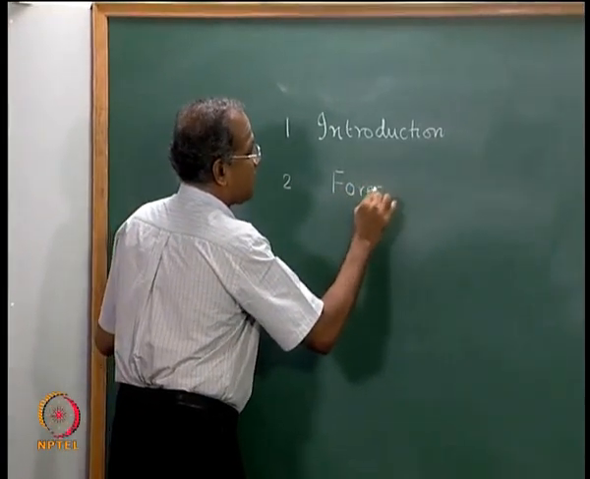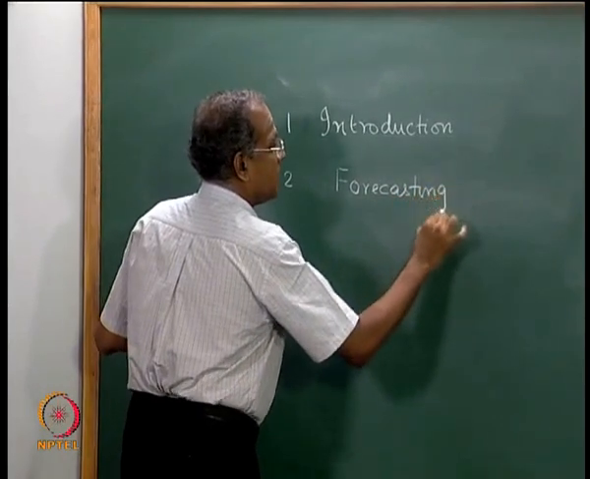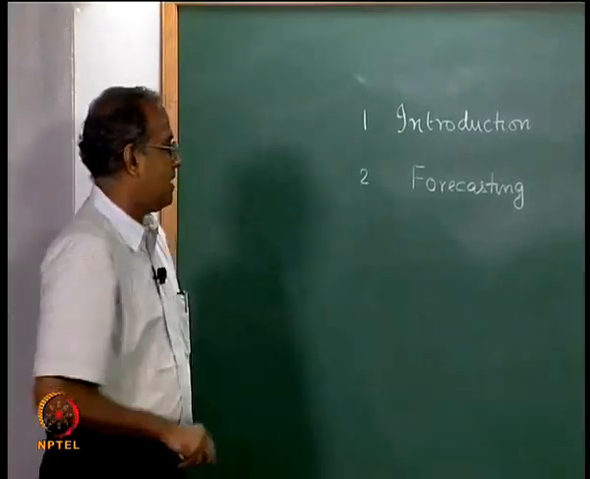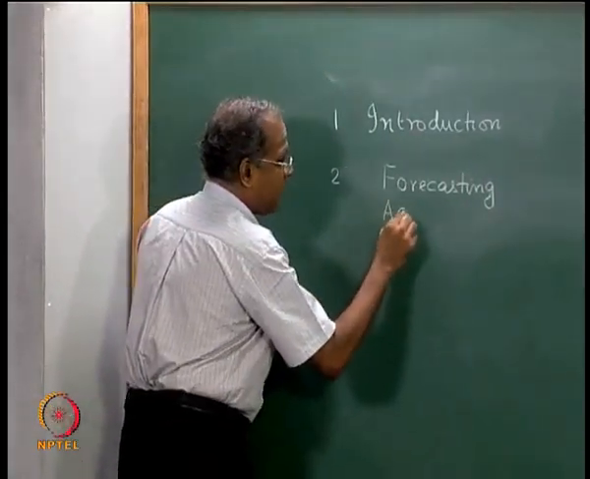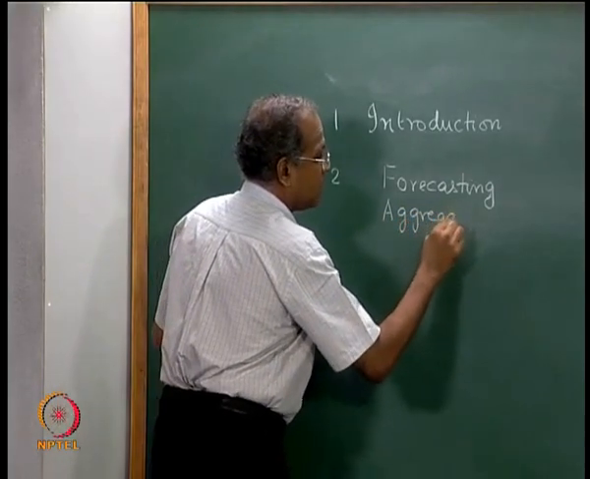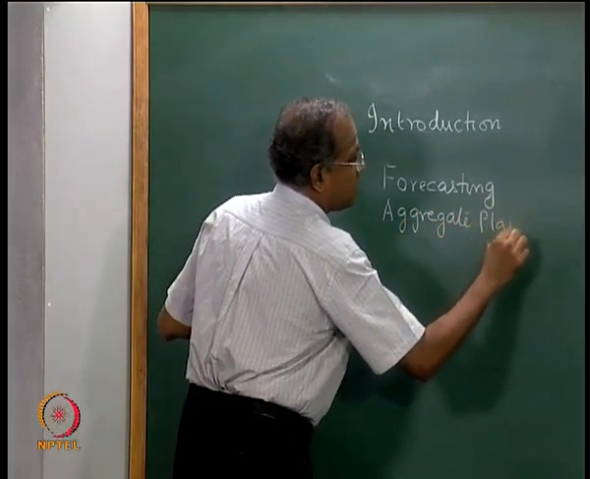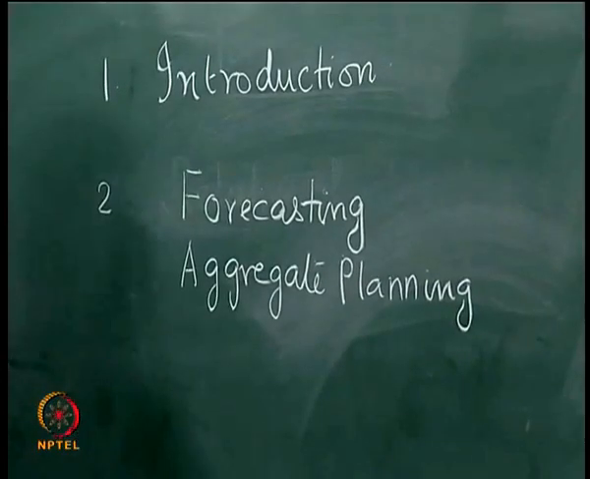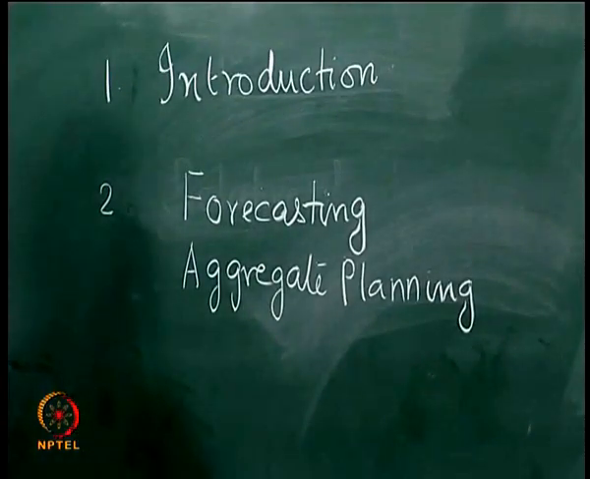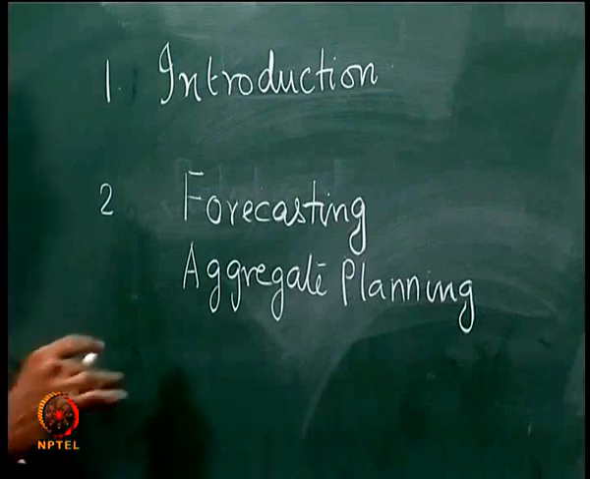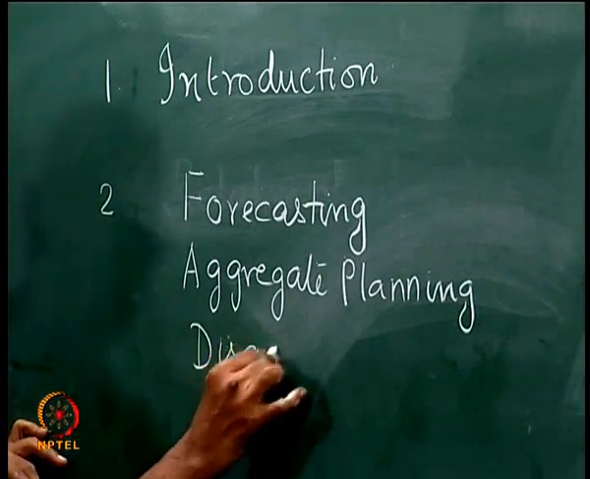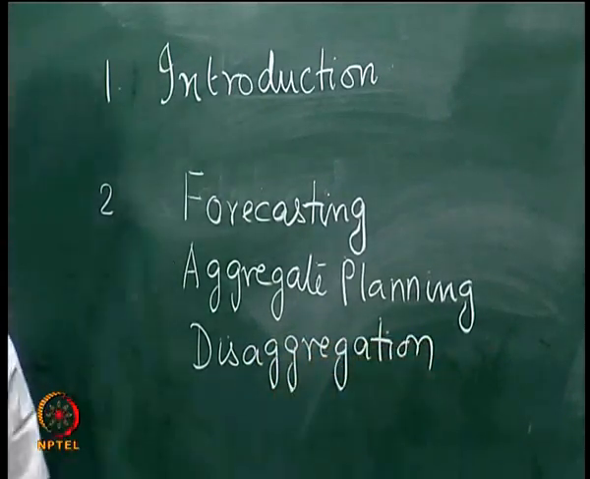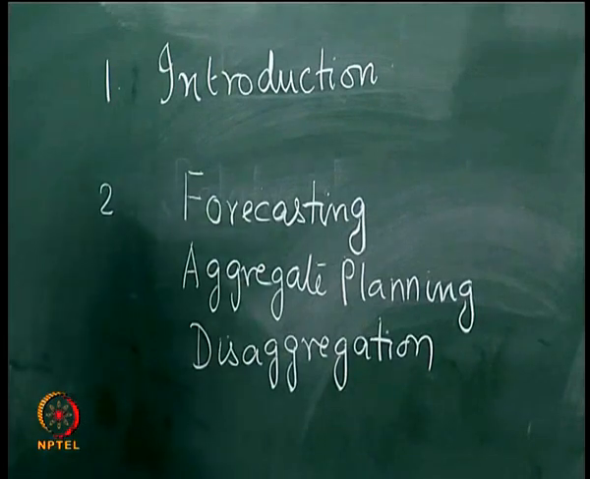We started with forecasting, and we explained a lot of time series models for forecasting. And then from forecasting we moved to aggregate planning, where using the demand for the products we made decisions on how much regular time, overtime, capacity is being used. And from aggregate planning we moved to disaggregation, which gave us how the time that comes from an aggregate plan is going to be used to make different products.